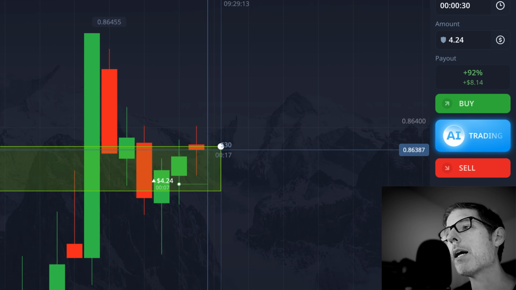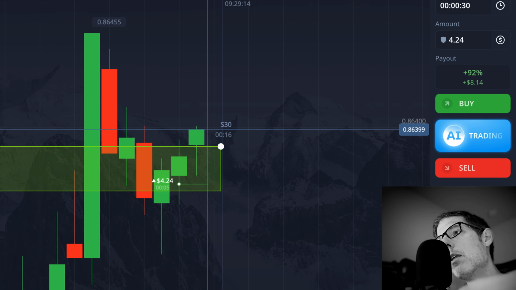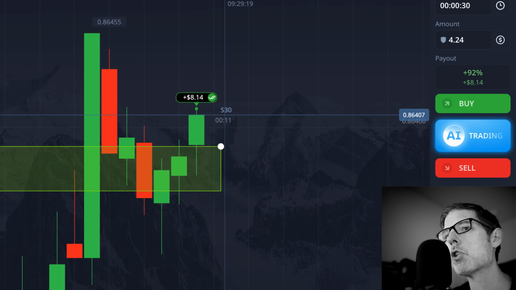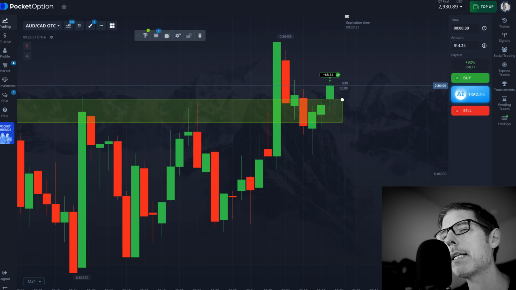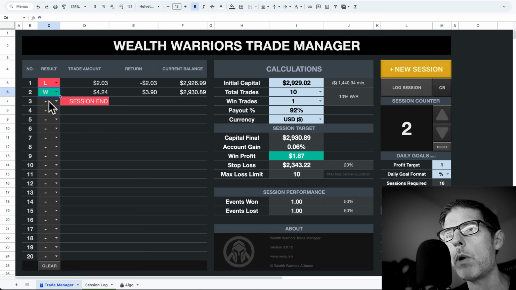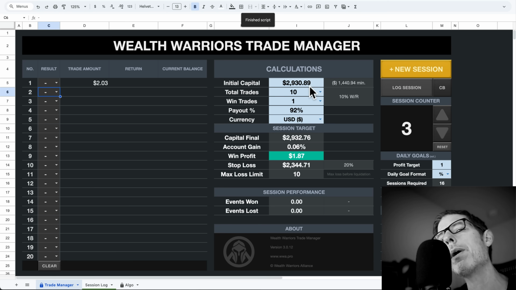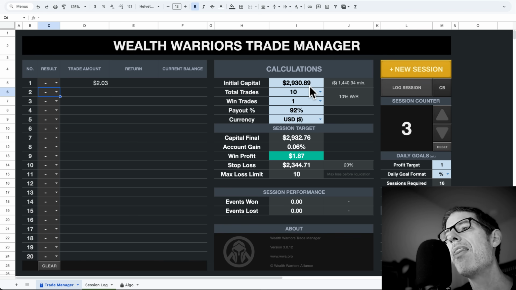If you've been trading Pocket Option, you know how fast those candles can whip back and forth and take you out. But sure enough, looks like that's a win. Let's come over here and mark this as a win. That session has ended. I will click on new session to reset this. And now we're at 2930.89. So we're growing our account slowly over time. That's the power of the trade manager. But is there really any power with the AI trading button inside of Pocket Option?